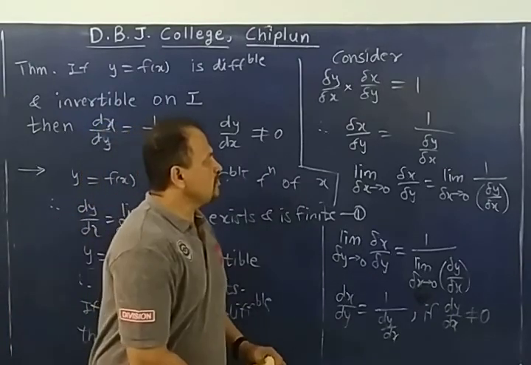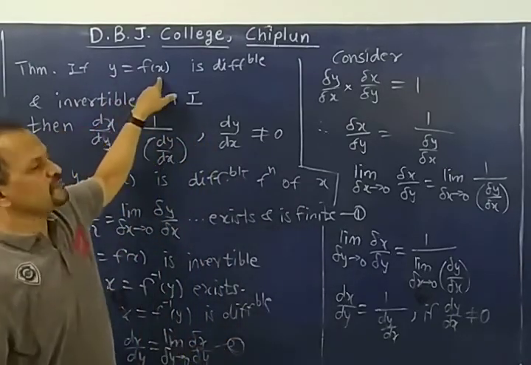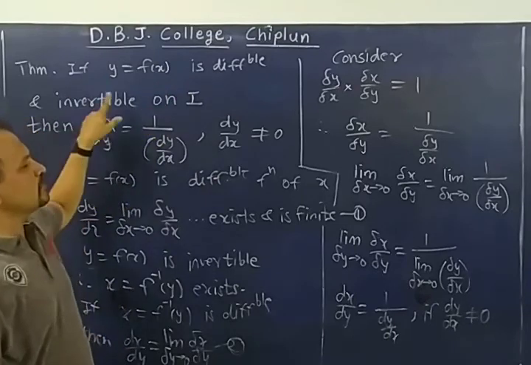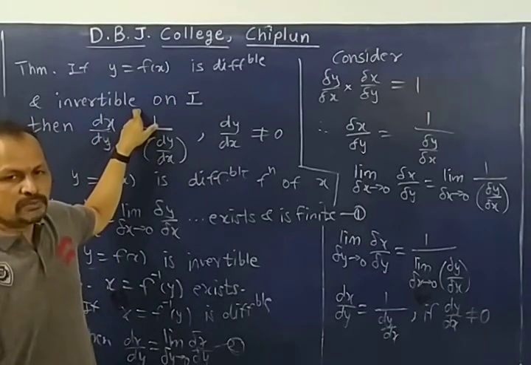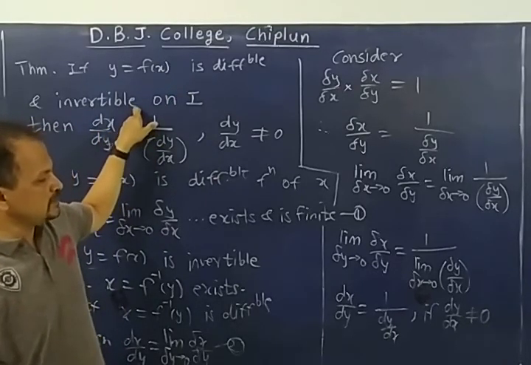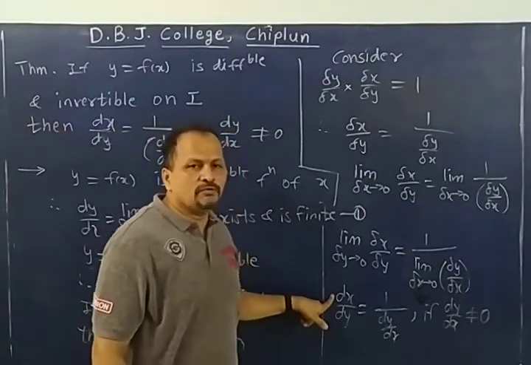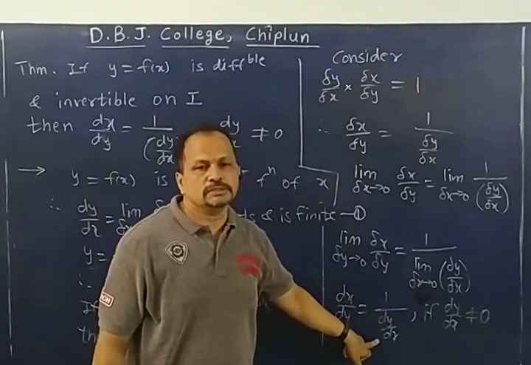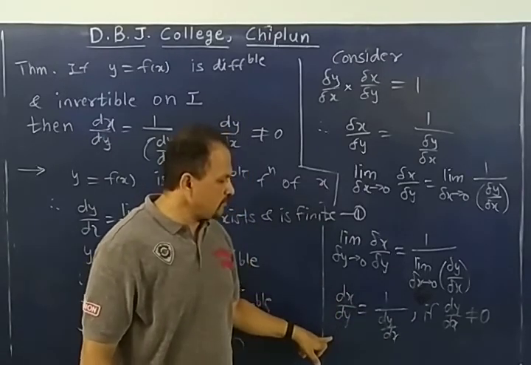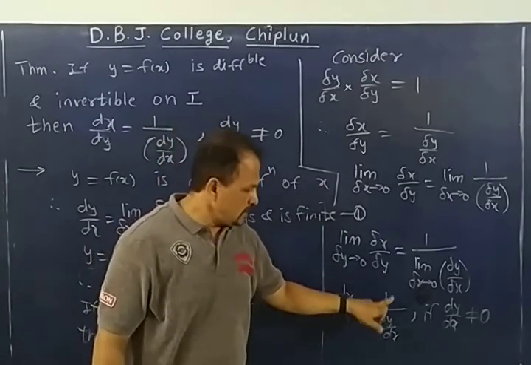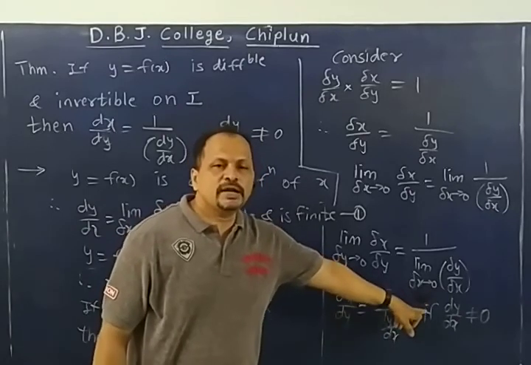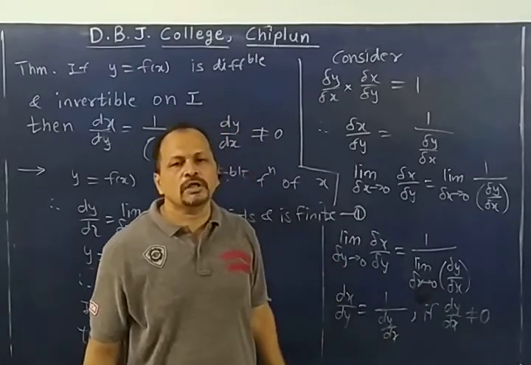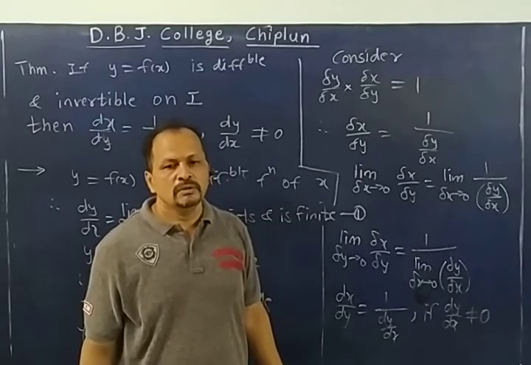And therefore, when y equal to f(x) is a differentiable and invertible function on some interval I, then the derivative of the inverse function is the reciprocal of the derivative of the original function. dx by dy is equal to 1 upon dy by dx, provided that dy by dx is not equal to 0.